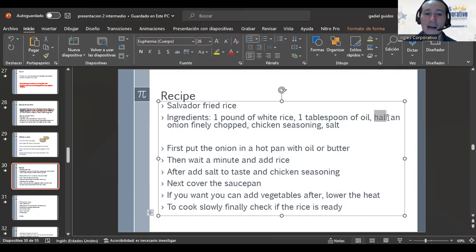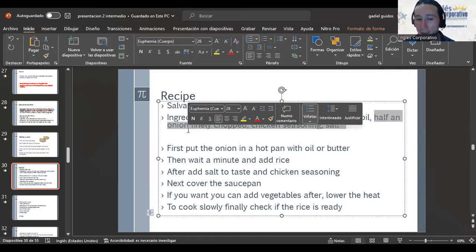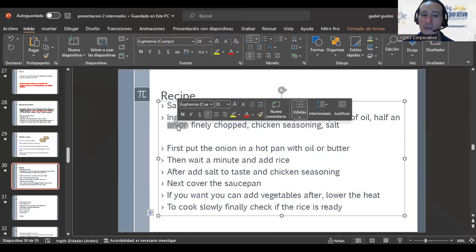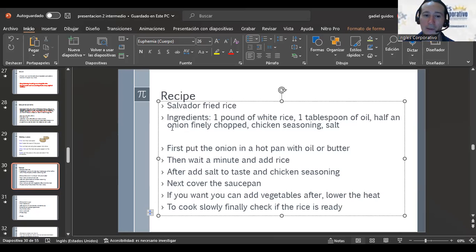Then we have half an onion. Okay, remember that, guys. When you say la mitad, we say half a tomato, half an onion, half an avocado. It depends on what you're saying. If instead of onion it were tomato, we would change it to tomato. Half a tomato. Because we use an when the word starts with a vowel, okay? In this case, onion starts with a vowel, so we leave it like this. Half an onion. And then it says finely chopped, okay?